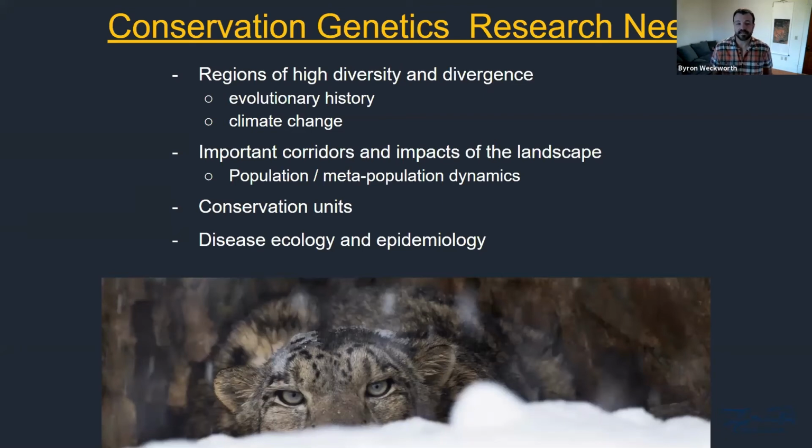Getting into understanding, of course, the importance of corridors, impacts of landscape on the species, and especially with regards to population dynamics, describing and drawing your lines on the map that define conservation units at which management and policy strategies will be implemented. And also how we can use genetic methods to better understand disease ecology and epidemiology. I know across much of the range, domestic dogs are an increasing issue for lots of reasons, both ecologically, but also as vectors for disease. So I think it's important that we keep thinking about disease a bit more as well.